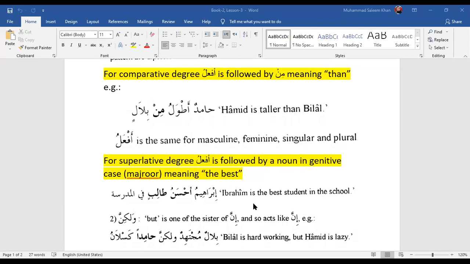So when you have min, that means we are using it for comparison. And normally comparison is between two things, two people, two groups, two teams. It's only two, it's not more than two. But if there is a noun after that, then you can see that the noun after that will be majroor. It will take kasra or kasratain, depending on the noun.